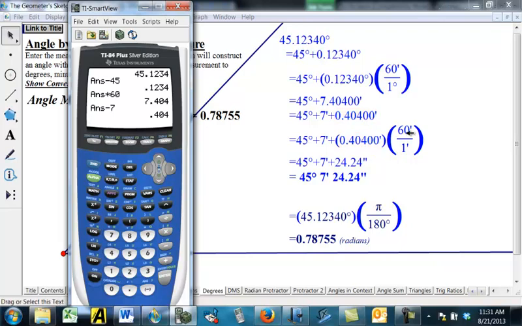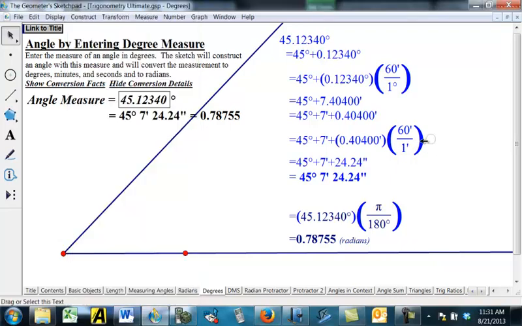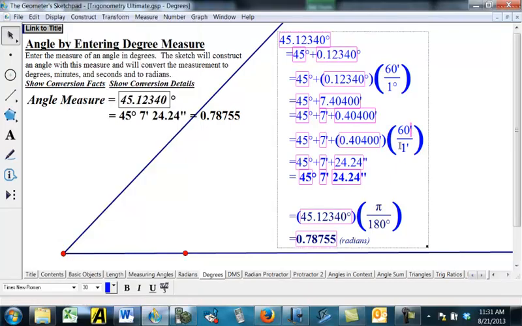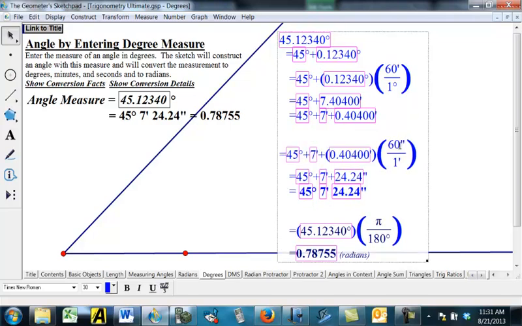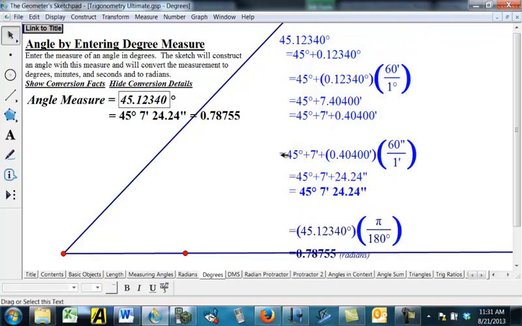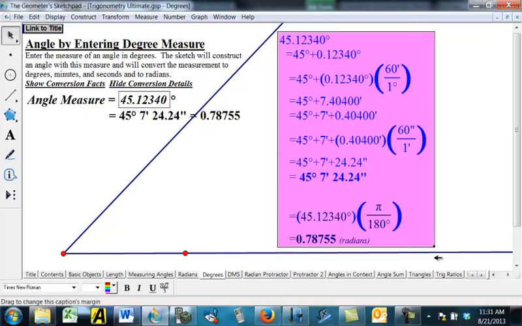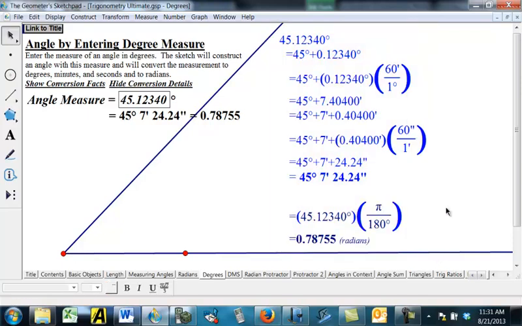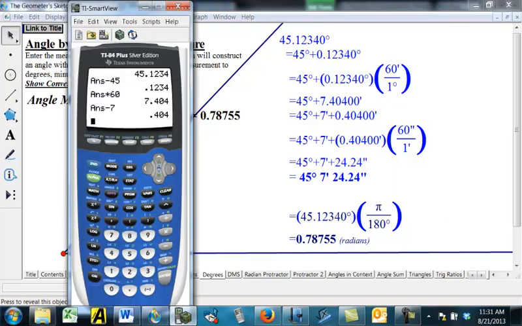We take that 0.404 minutes, multiply by 60 seconds over 1 minute. Let me fix this as a typo. That should say seconds. Okay, that's better. 60 seconds is 1 minute. Minutes cancel, I'm left with seconds. So in our calculator, we take the 0.404 part, multiply it by 60, and that gives us the seconds, 24.24.